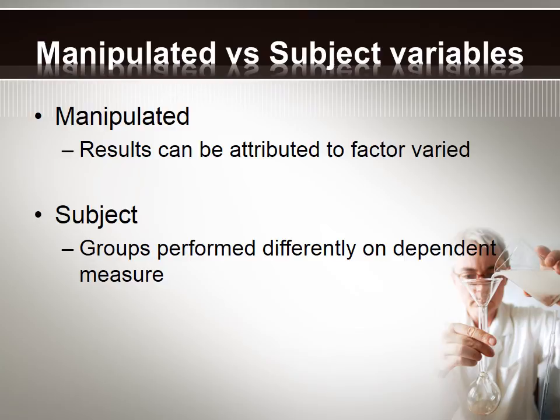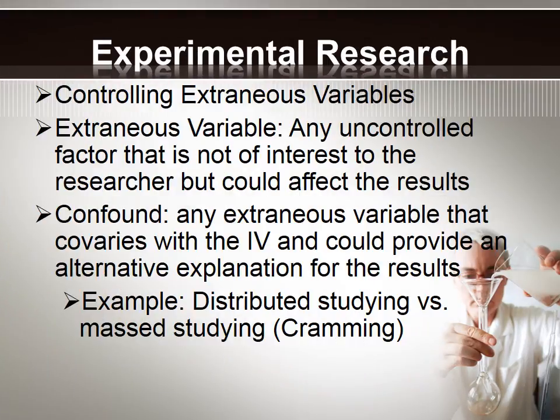But we cannot eliminate alternative explanations for the relationship because of the possibility of those extraneous factors which can't be controlled. When subject variables are present, all we can say is that the groups perform differently on the dependent measure. We can't say that one thing caused the other.